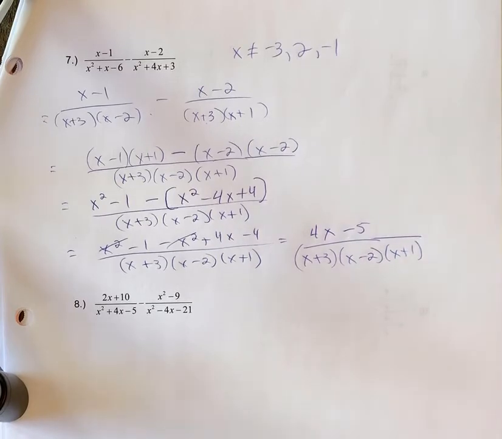We look to see if we can reduce this or simplify rather, and we don't have a GCF we can factor. 4x minus 5 is not part of our denominator, so we cannot simplify that further.